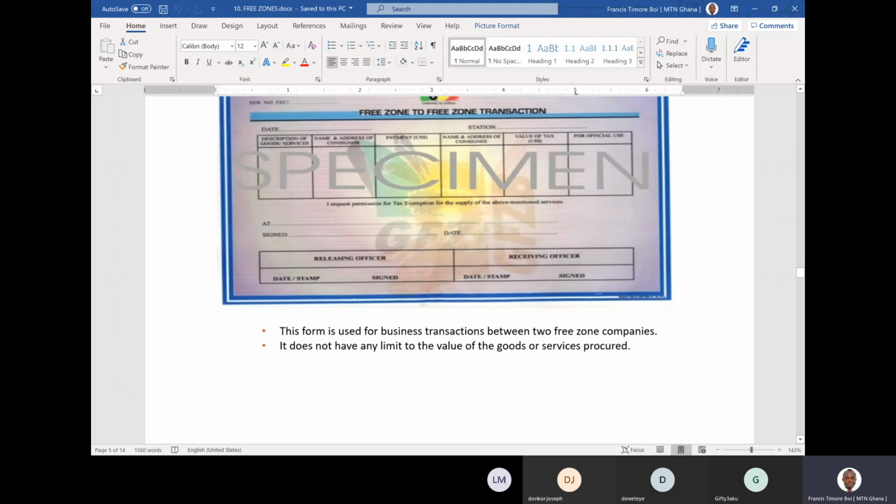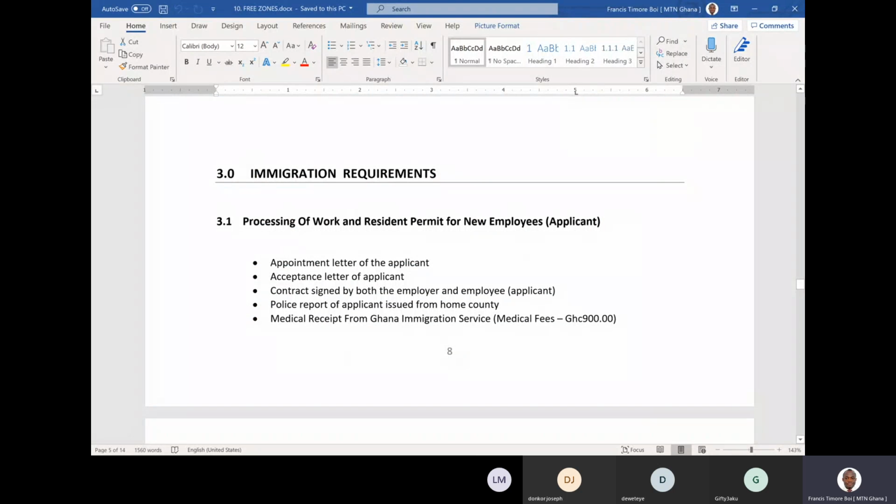All right, so these are the forms that we use for the various tax incentives if you really want to enjoy them. Okay, so they exist, but you need to follow some procedure. These are contained in the free zone regulations. Any question? Anita, ask a question.